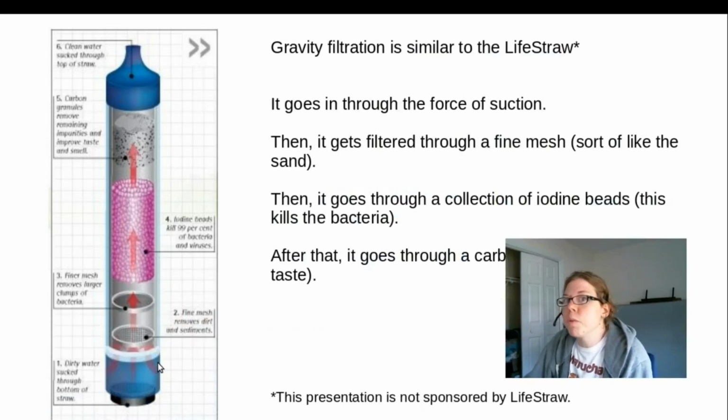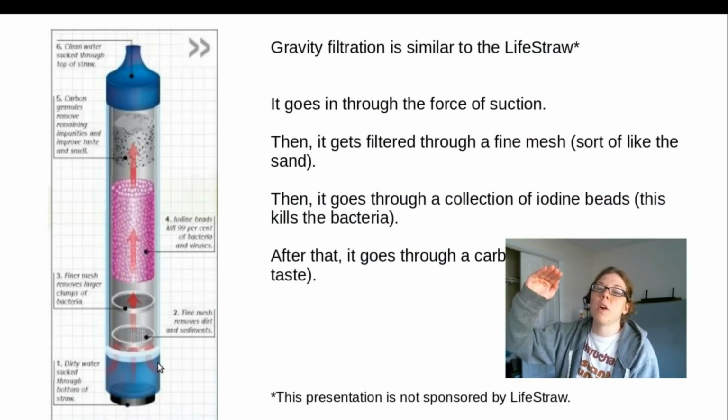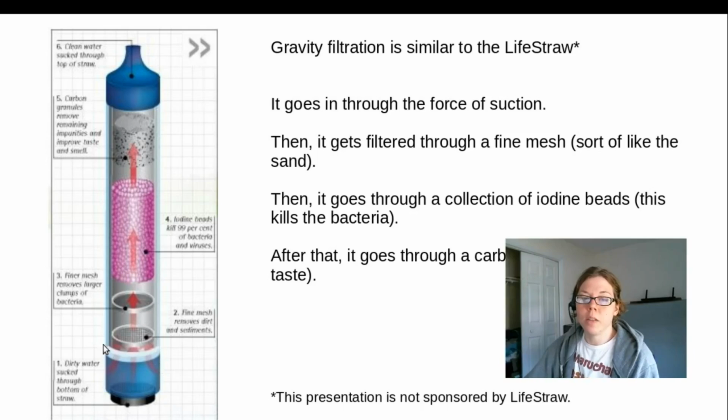It's just kind of in reverse, because instead of using gravity, it uses suction, and it uses a fine mesh, and then it goes through iodine beads. And what those do is they kill the bacteria. The catch-22 is it kind of gives the water a weird taste. So there's activated carbon, powdered activated carbon, and that kind of just freshens the water, and then it's safe to drink. A lot of people take these when they go camping. I think it's a pretty cool invention.